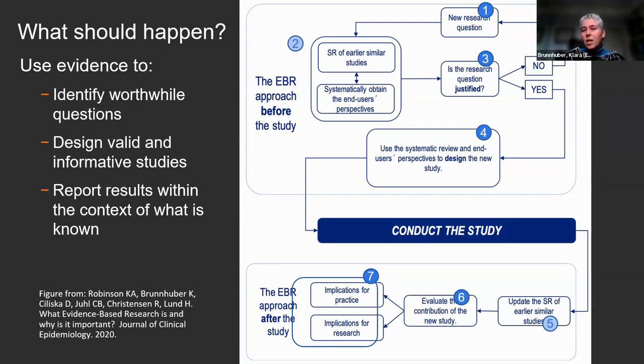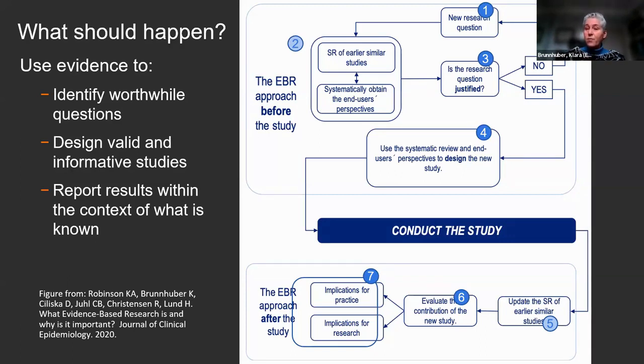And then number 3 is to decide whether, based on the results of your systematic reviews, this research question is really justified. If your answer is no, because either there's no real knowledge gap, or indeed the results will not matter to your users, you need to go back to the research question and adjust it.